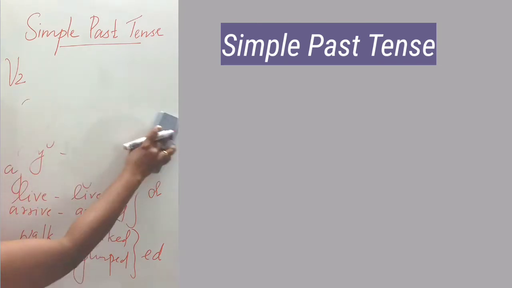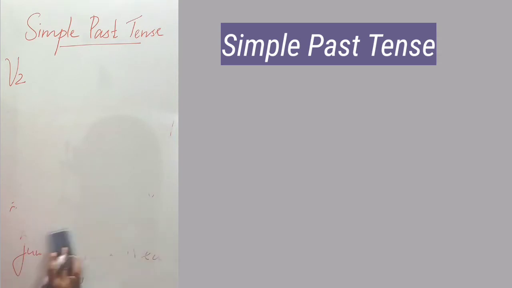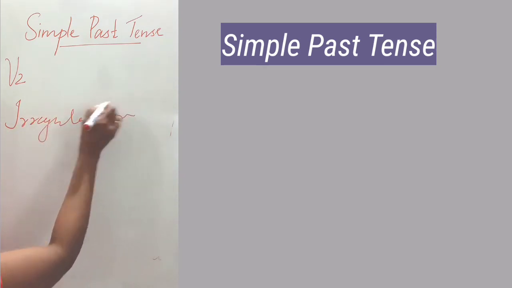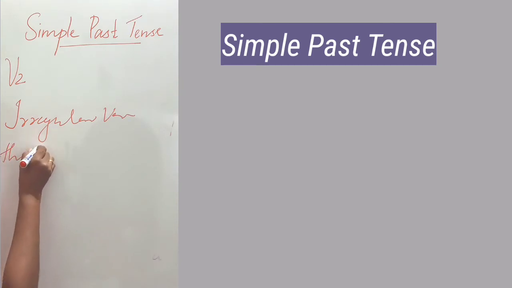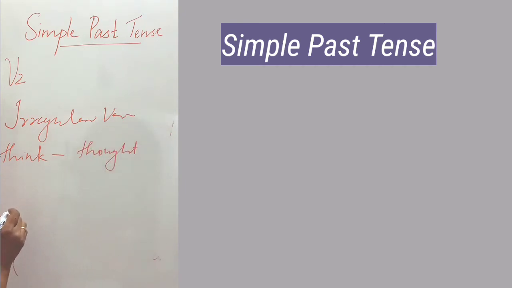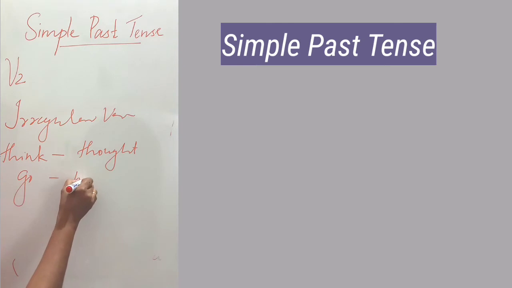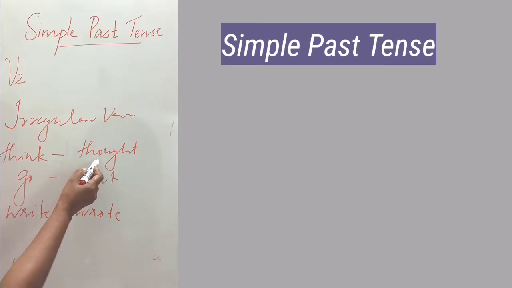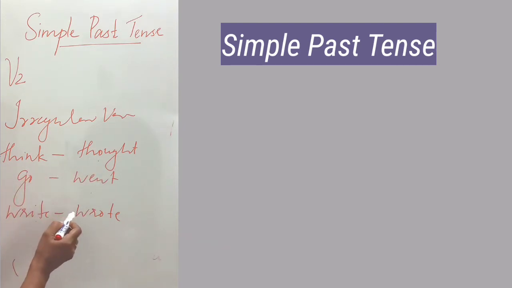Then we have irregular verbs. Example, think. Its past tense is thought. Then go, went; write, wrote. Here we must notice the changes. Think is changed to another word, thought. Go, went; write, wrote. These types of verbs are known as irregular verbs.